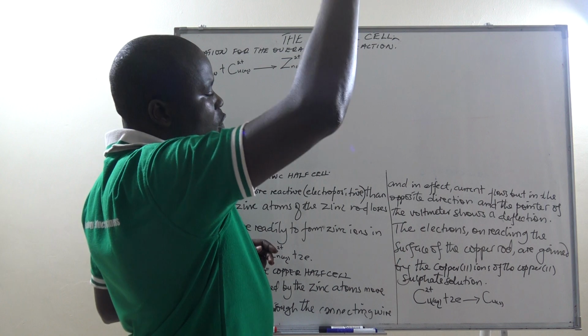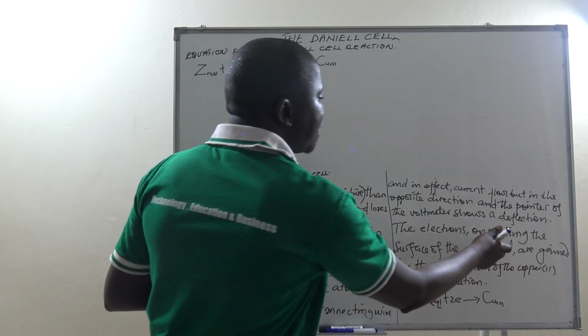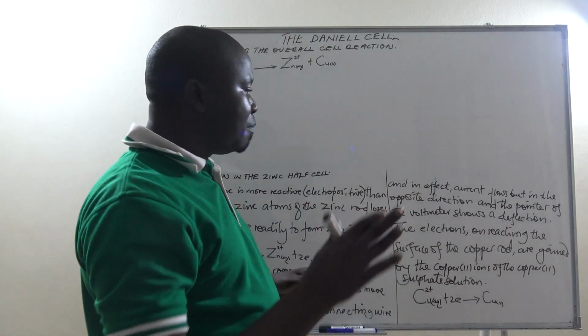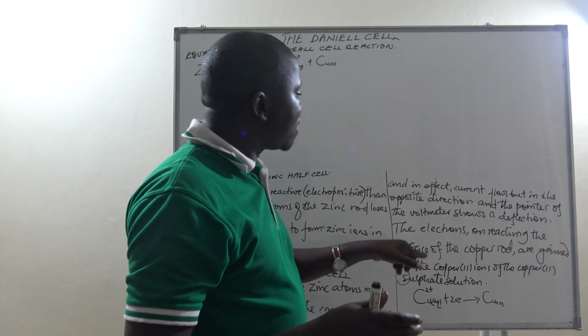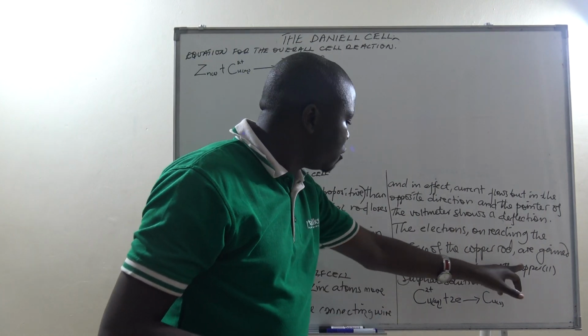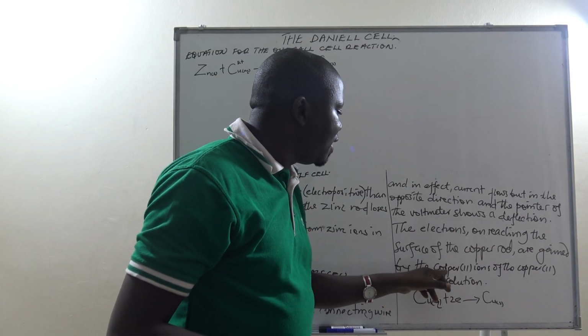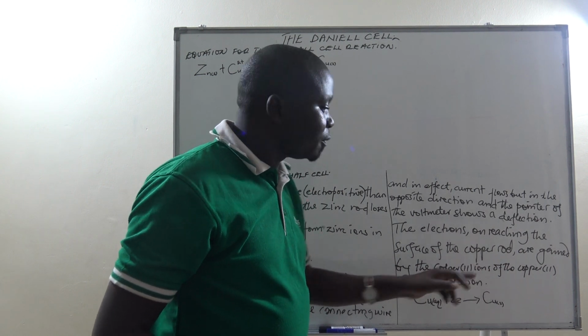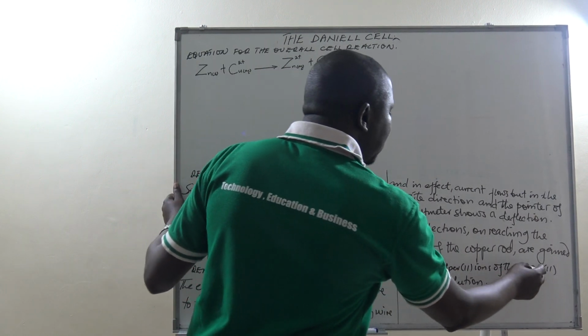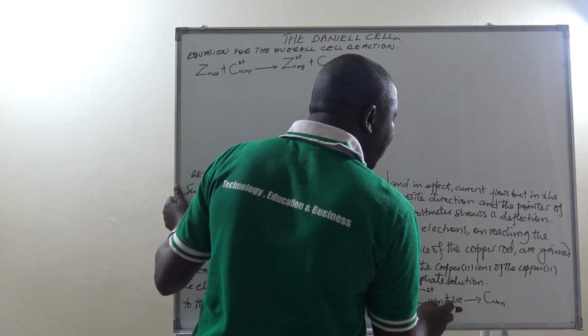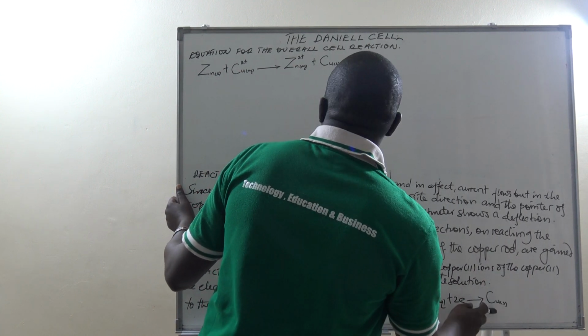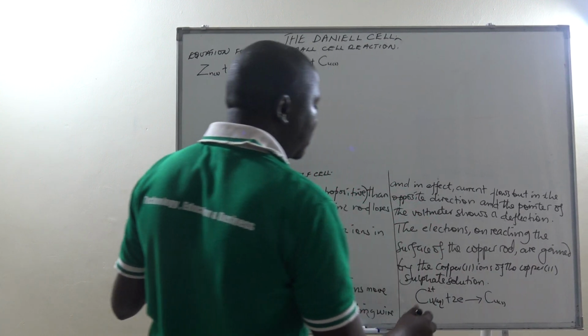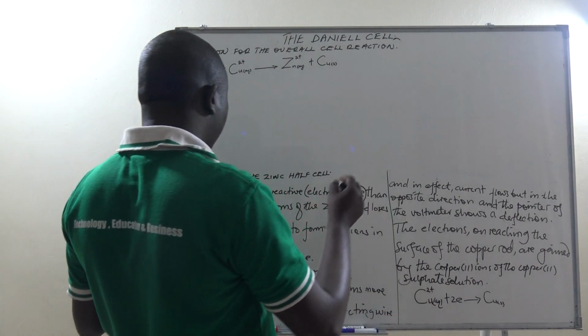So those electrons, on reaching the surface of the copper rod, are gained by the cation in the electrolyte. The electrolyte we are using is copper 2 sulfate solution, and the cation in it is copper 2 ions. So the copper 2 ions of the copper 2 sulfate solution gain the electrons to form copper metal, as we have seen. So this is the equation for the reaction in the copper half cell.